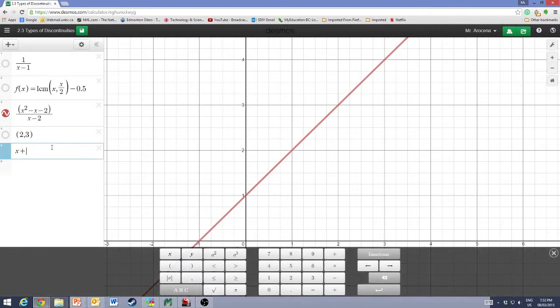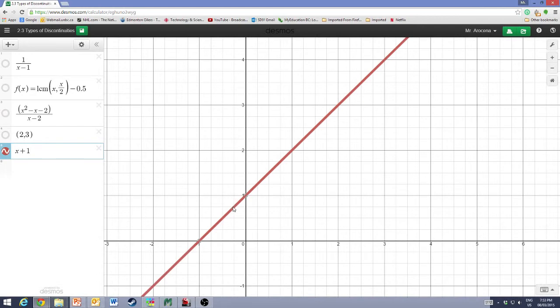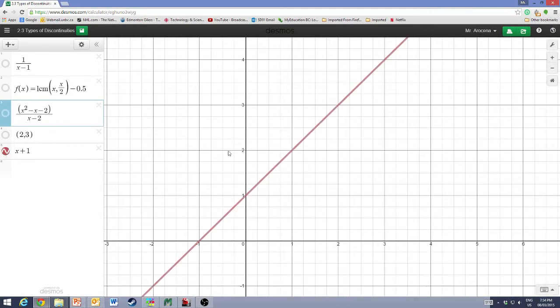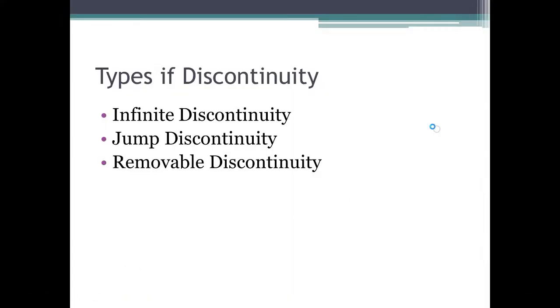If I just plot x plus 1, it gives me the exact same function. The only difference is, at 2, we actually have a value. The original function looks the same, but at x equals 2, we have an undefined value, because again, x can't equal 2, otherwise you get division by 0. But we can remove the discontinuity by instead using its simplified function. Right, that's a removable discontinuity. On to examples now.